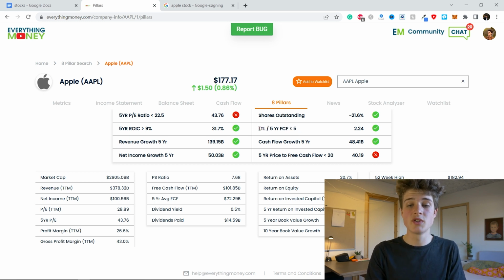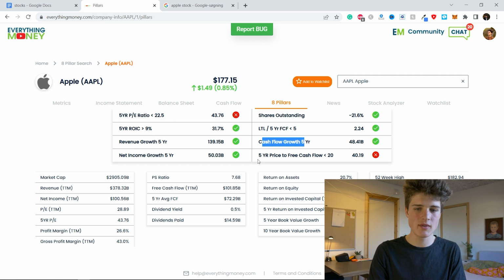They are in a good financial position. We can see that here with their long-term liabilities divided by the 5-year free cash flow. We want to see that less than 5, and we can see that is 2.2. And their cash flow has been growing massively. And the 2 X's that we have here.